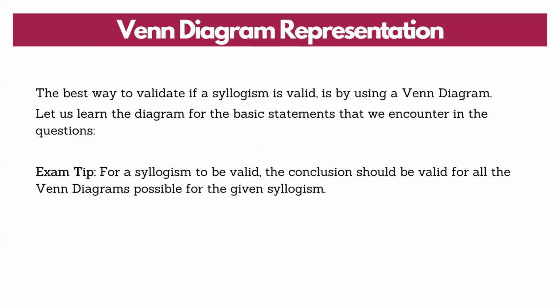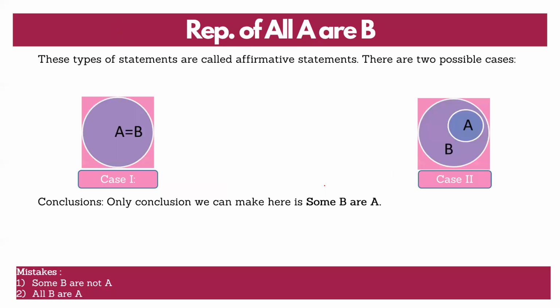Exam tip: for a syllogism to be valid, the conclusion should be valid for all the diagrams possible for the given syllogism. This is something that you need to remember. One particular statement can have multiple diagrams. So what we are saying is that all the cases, all the diagrams should satisfy, only then we can say that it's a valid conclusion.